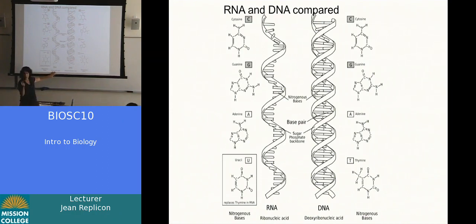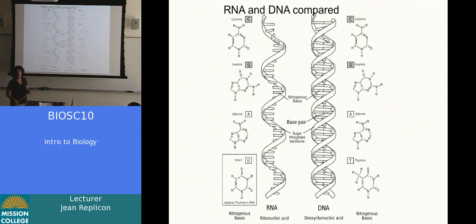It's got a phosphate. It's got a sugar. The sugar's name is ribose. And it has a nitrogenous base. The nitrogenous bases are, check it out, C, G, A, huh?